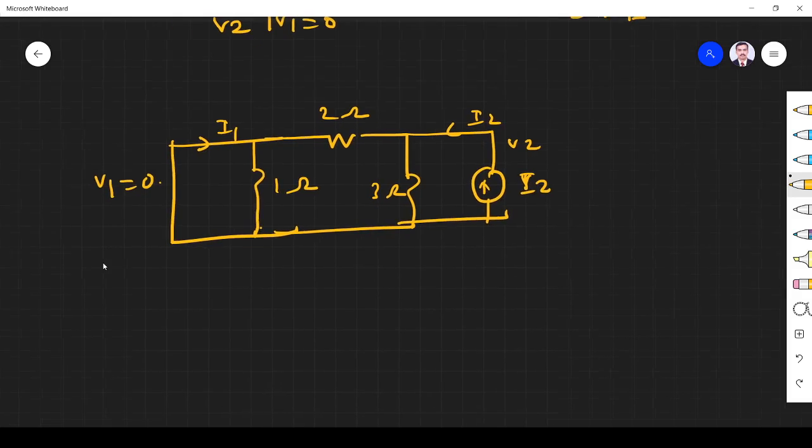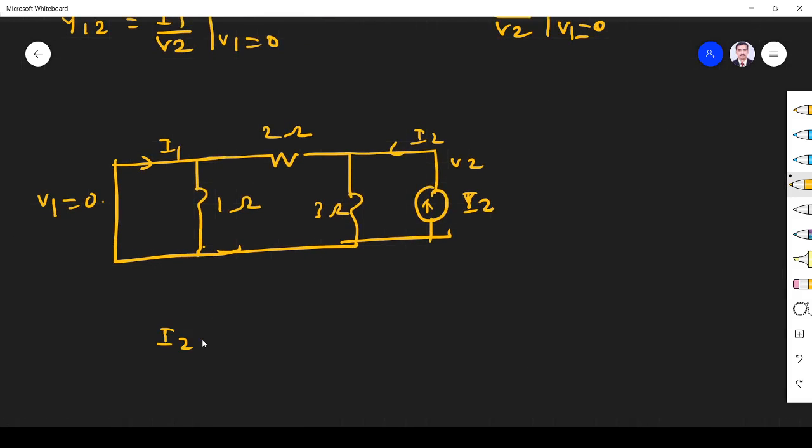Now what do I do? I2 is the total current. I is nothing but V by R, V2 by R. You see these two terminals are shorted, so this will be neglected. This is shorted, this is 1 ohm, so the total will be short. I is equal to V by R.